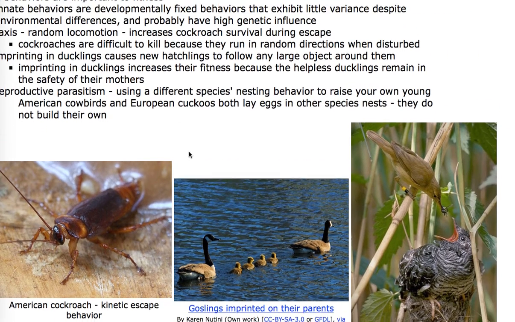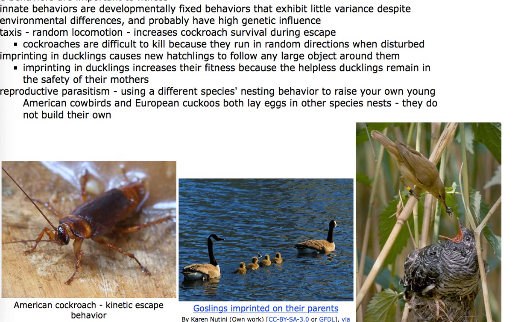Then there's imprinting. In these ducklings, the little babies saw their parents right when they were born, and these are geese, not ducks, but these baby geese saw their parents when they were born, and their brains were programmed to follow the first large object that they witnessed after they're born. If it was a human, they will just follow a human around. The goslings are more fit if they stick with their parents than if they weren't with their parents, and that's a communication thing.